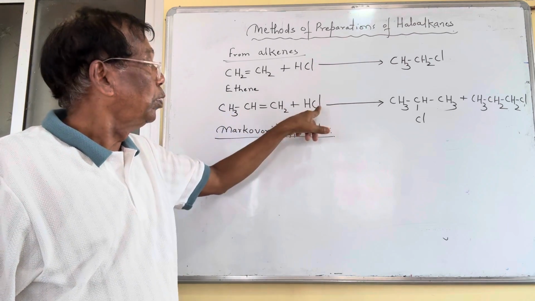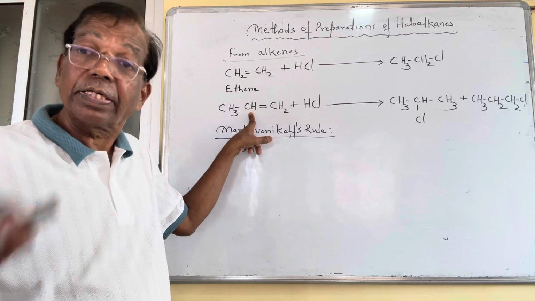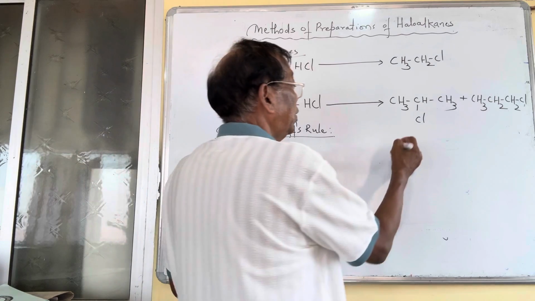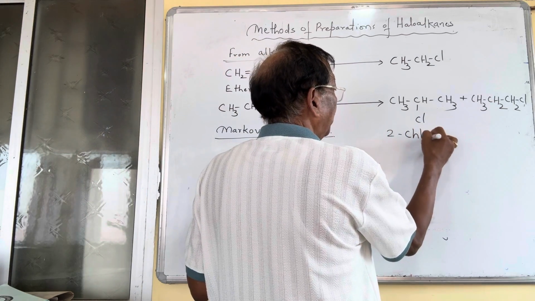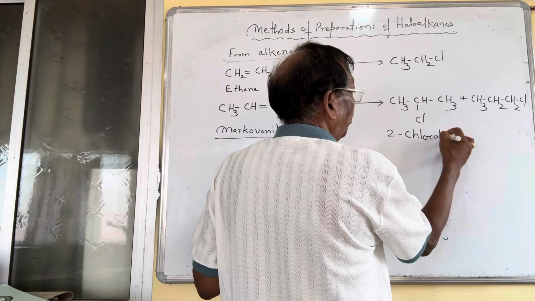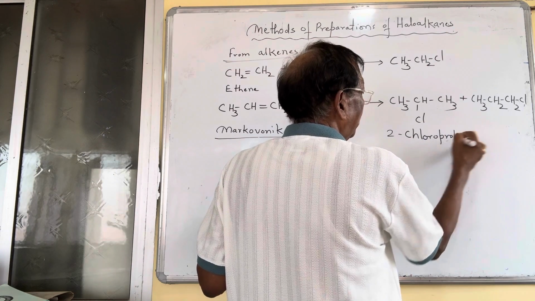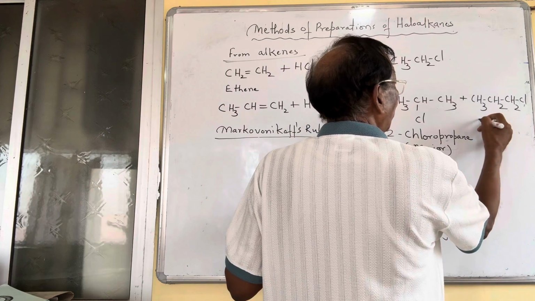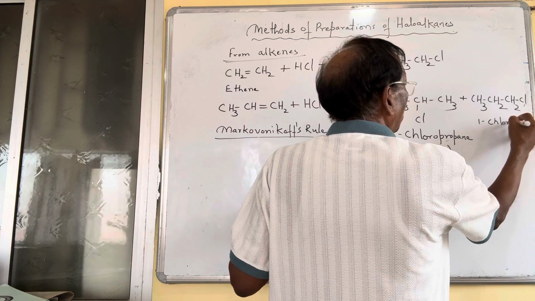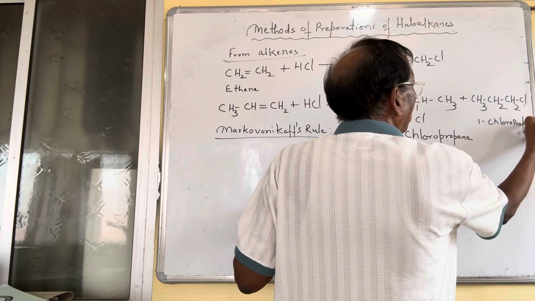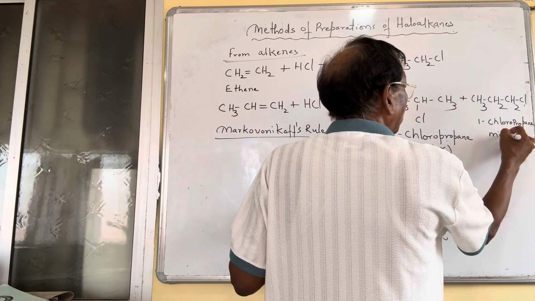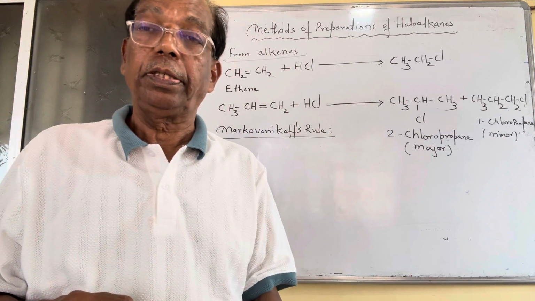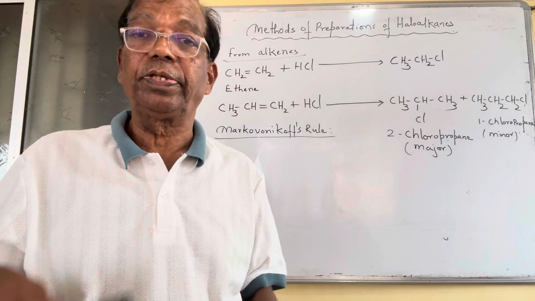So here chlorine will add to this carbon and that compound become major. So therefore this compound is major, 2-chloropropane. This is a major compound and this compound is 1-chloropropane, minor. So when you write both the compound, then you have to mention which is major and which is minor.